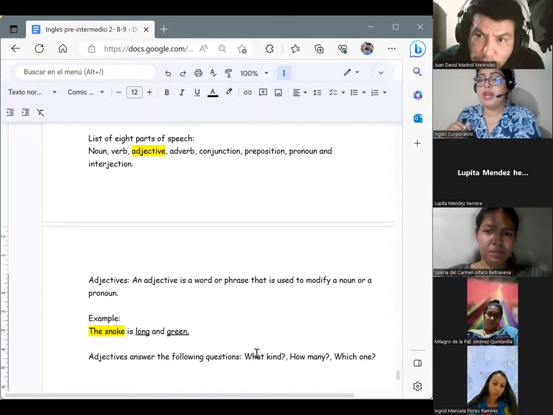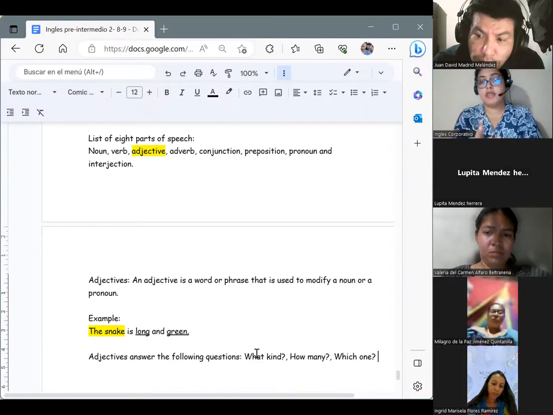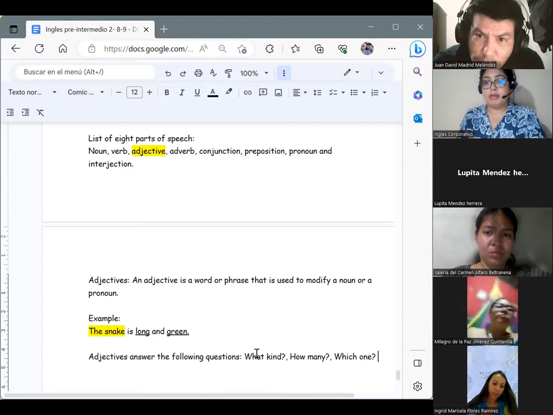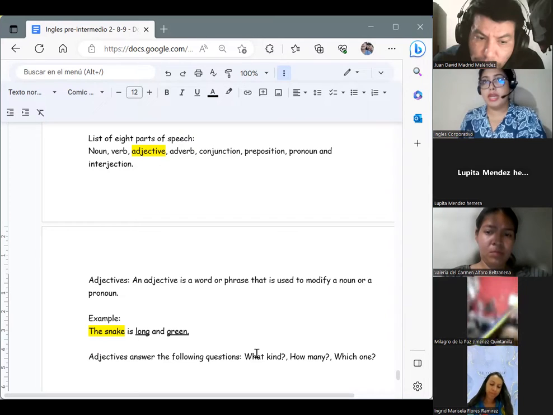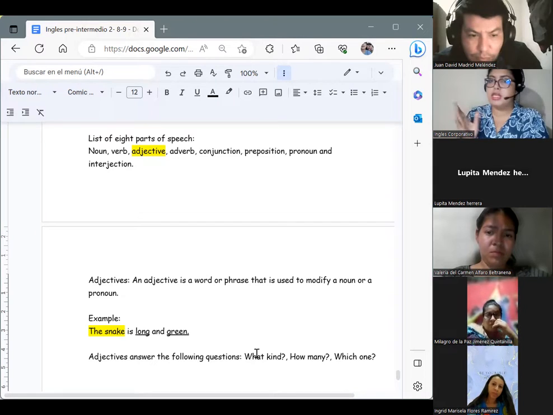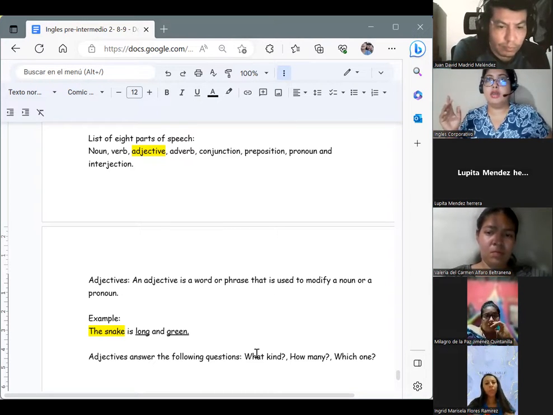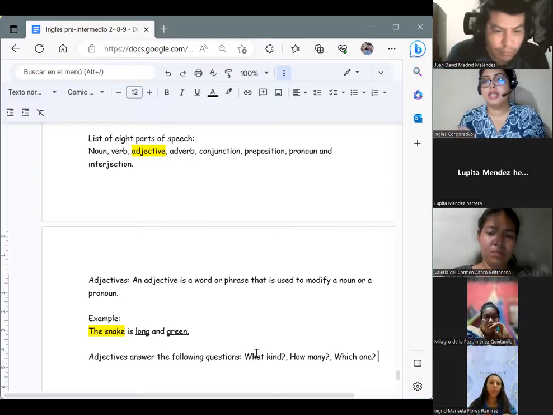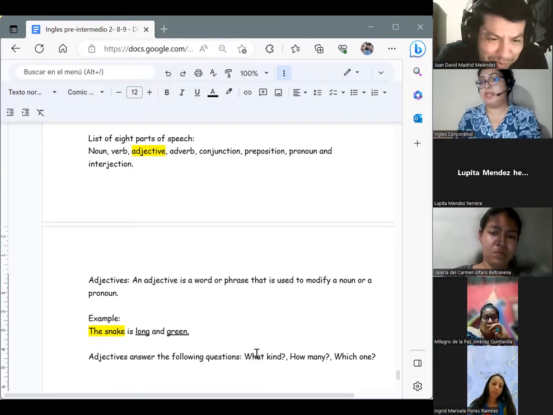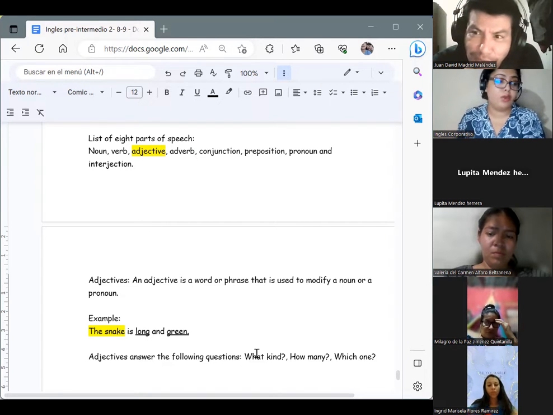And which one? Acuérdense que el which es para cuando tenemos dos opciones. Entonces, vamos a describir which one. ¿Cuál de los dos? In this case, we can add different elements. Si estamos hablando de un objeto, which one? I like that book. Nosotros podemos decir esa oración. I like that book. Which one? The one that is color green. Or the green book. El libro verde. Y damos especificaciones sobre los libros. Entonces, ahí contestamos esas tres preguntas de esa forma.